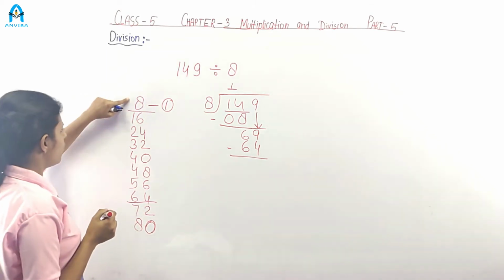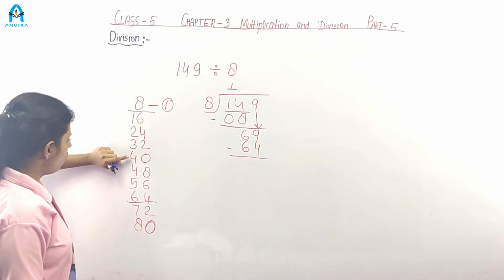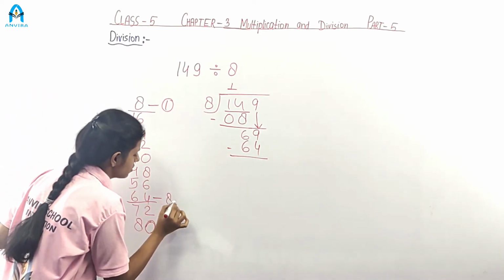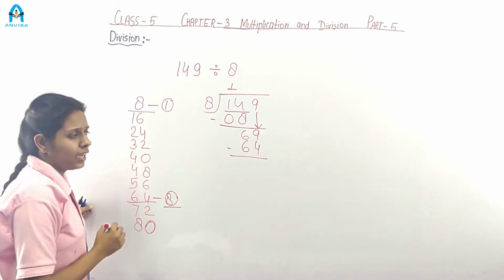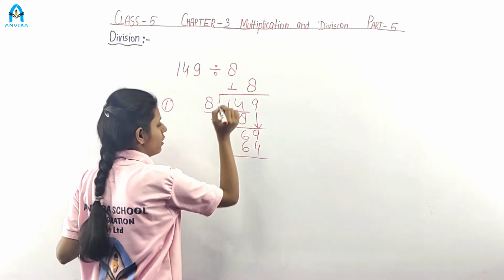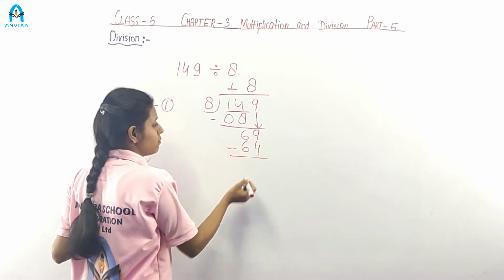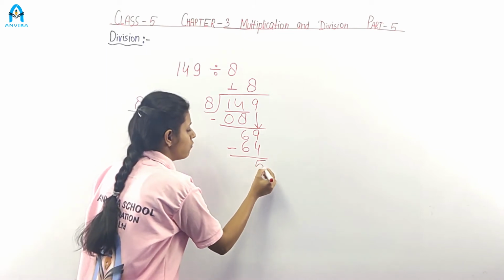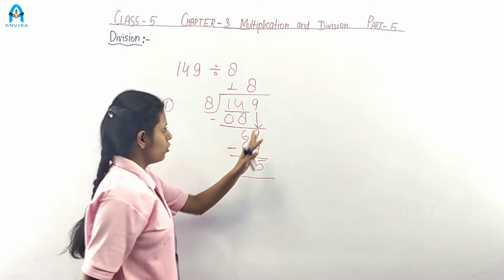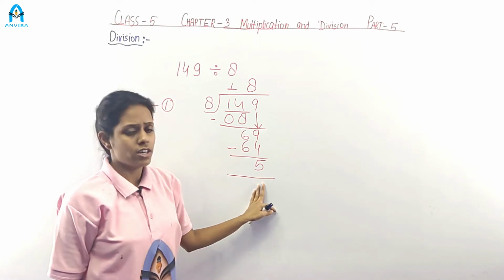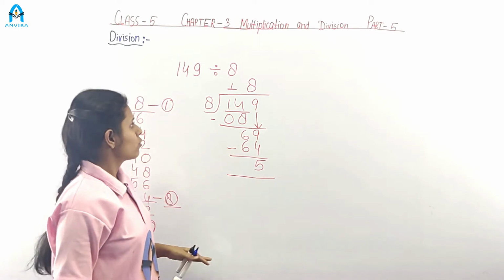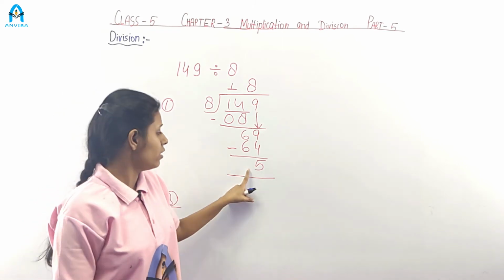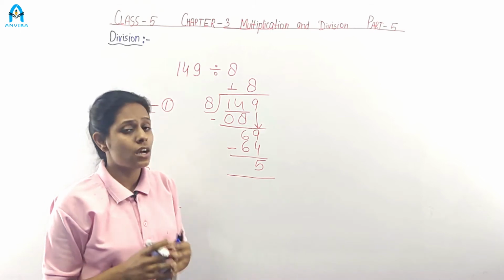64 comes 1, 2, 3, 4, 5, 6, 7, 8 times. So 64 comes 8 times. Now subtract: 9 minus 4 is 5. Now here no digit is ahead, so our division is completed here. So in the first example the remainder is 0, but here it is 5.